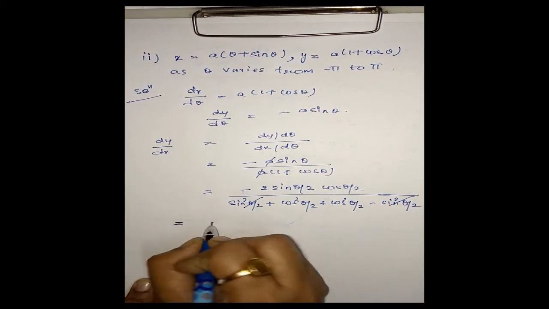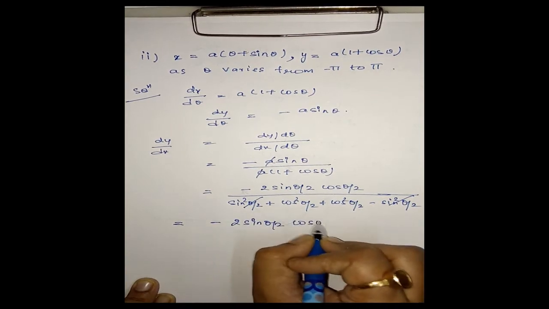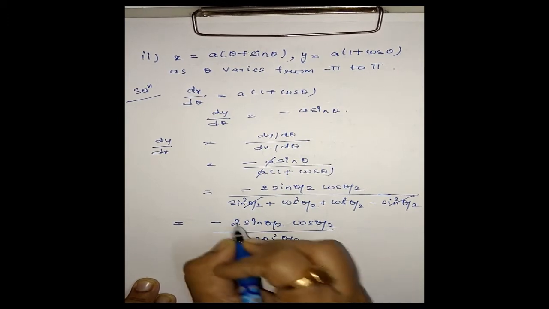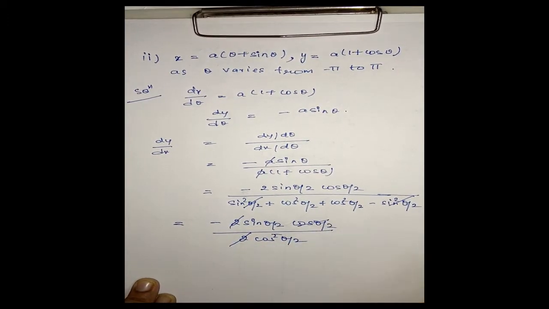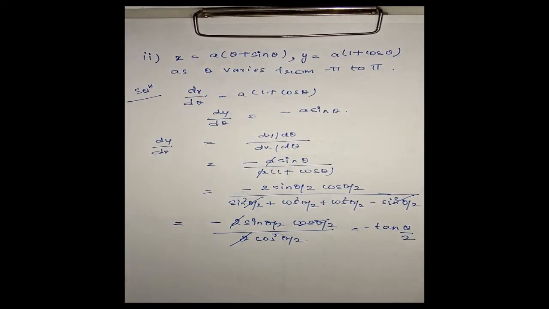That means this is minus 2 sine theta by 2 cos theta by 2 over 2 cos square theta by 2. That is minus tan theta by 2.